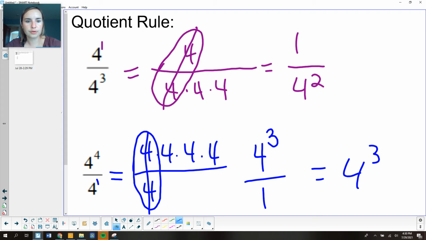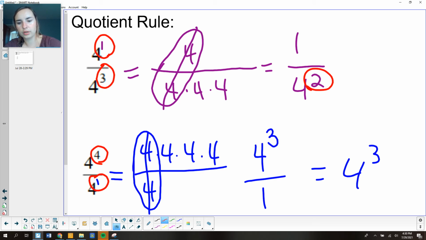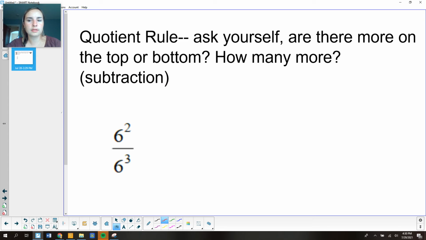Now, notice really quickly the relationship between the exponents. If we're looking at this, 3 minus 1 is going to give us 2. 4 minus 1 gives us 3. So then how are we going to think about this in a new problem? You're probably thinking, oh, okay, I see kind of where you're going with this, but I'm not totally sure yet. So with the quotient rule, ask yourself, are there more of the base number on the top or on the bottom?